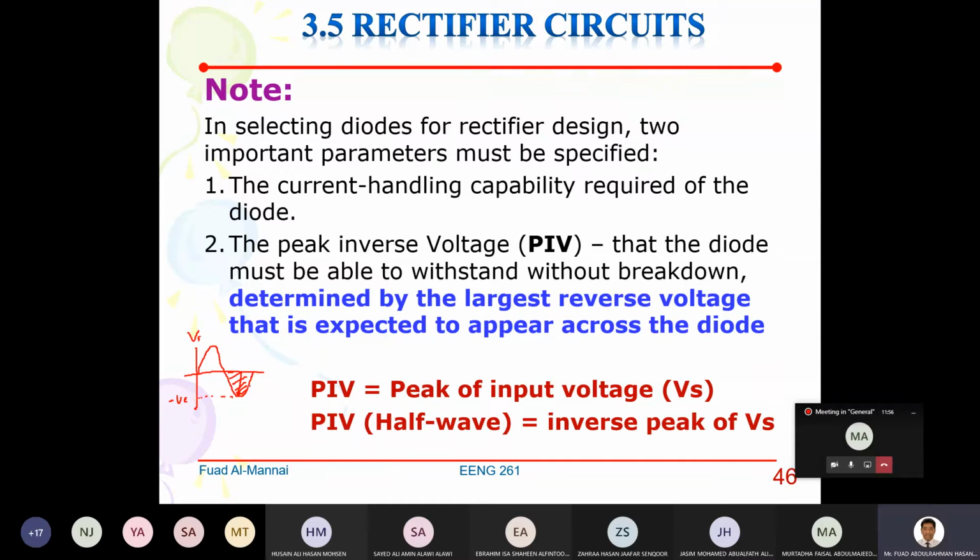We're going to talk about it in more detail in the following slides. For now, just know that this is the PIV, the peak inverse voltage. That's what they mean by this, and it is one of the parameters you have to worry about when you're designing your rectifier circuit.